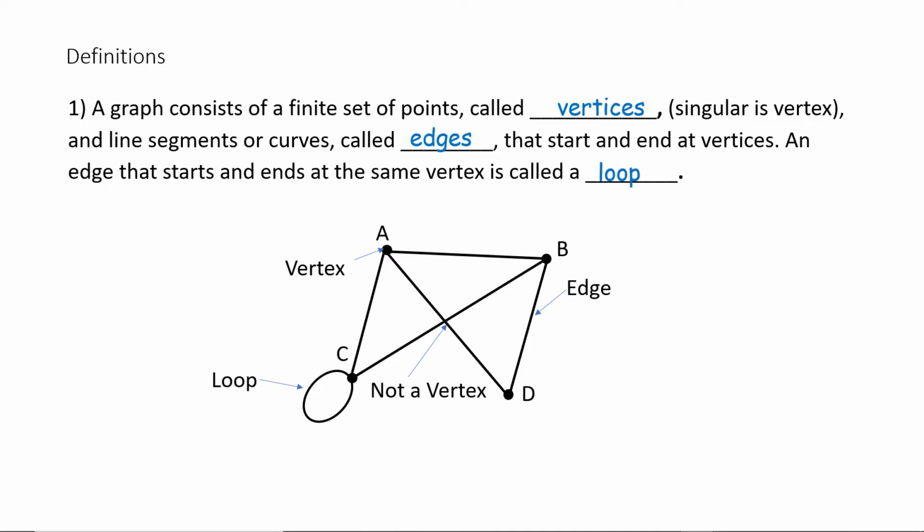Locate each vertex on this graph. That includes the capital letters A, B, C, and D. Locate all of the edges. They are from A to B, A to D, A to C, B to C, B to D, and we also have one loop from C to C. Observe that where the edge AD and BC appear to cross, there is no point. Therefore, it is not a vertex.